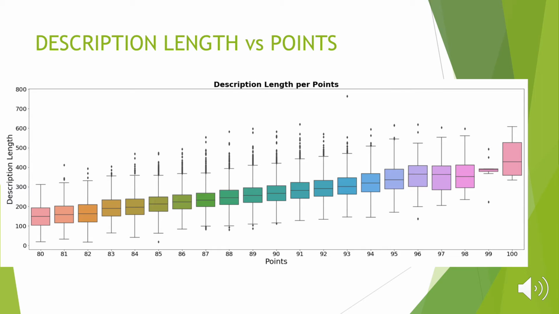So, as we can see here in this chart, as the description length increases, the points are also increasing. Which essentially means that people tend to give a lengthier description for the wines which they rate heavily, or which are rated heavily.